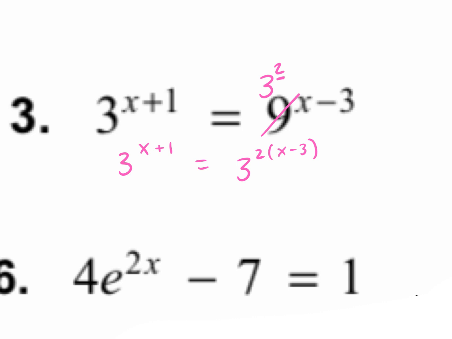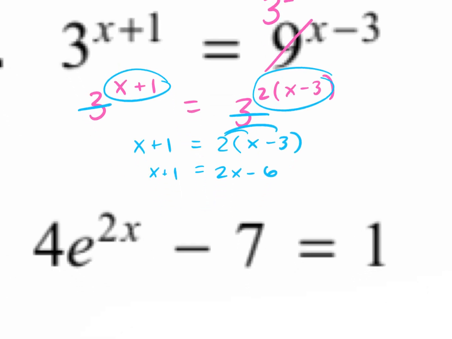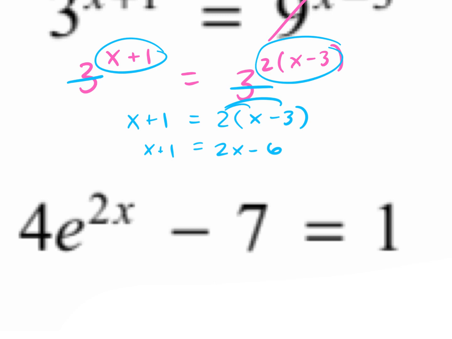When my bases are the same, what can I do? Cancel them out, and then we just set the exponents equal to each other. So x plus 1 is equal to 2. Awesome. We got to distribute, so it's 2x minus 6. What do I do next? Add 6. So 7 is equal to x.